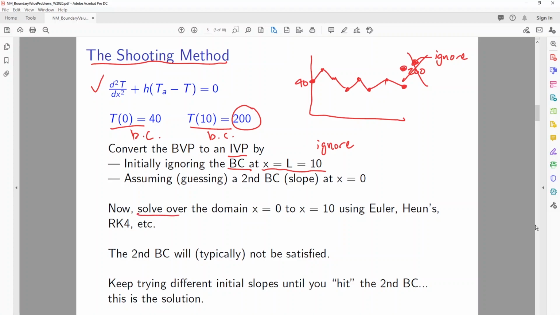So we solve over the domain. In this particular case, it's x, so we go from x0 to x10. We're going to use Euler or Heun's method, RK4, or ODE45.